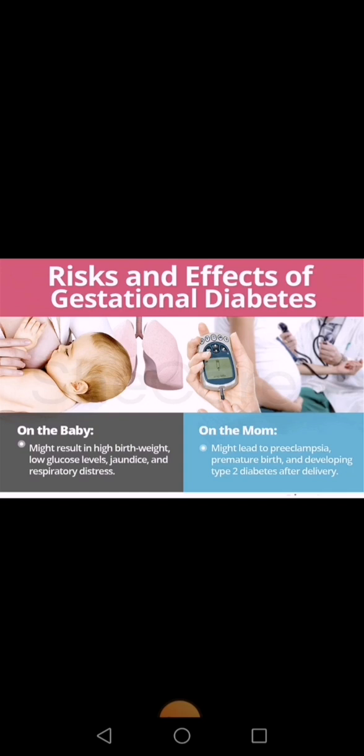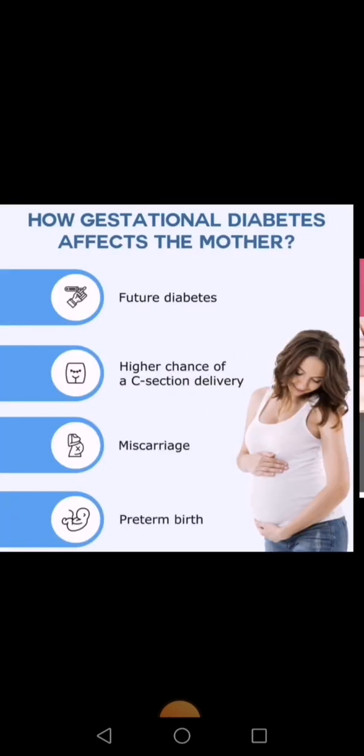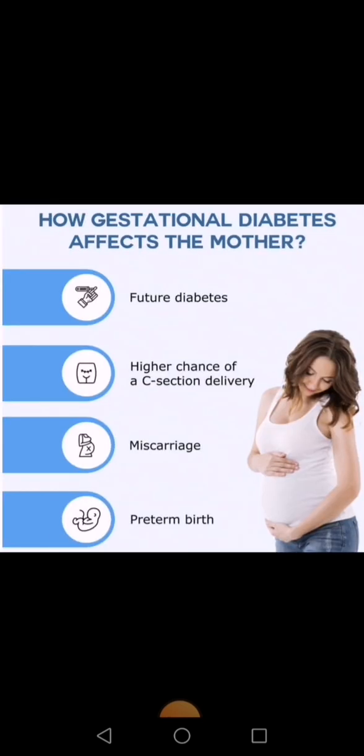On the mom's side, with mothers, what happens? It might lead to preeclampsia. Now, this is the first condition. Mothers have to face preeclampsia, that is premature birth. The baby has to be delivered before their time, and developing type 2 diabetes after delivery. It's okay.